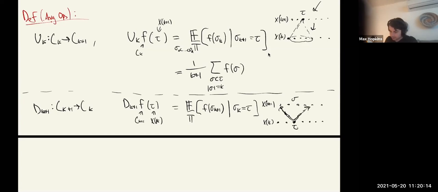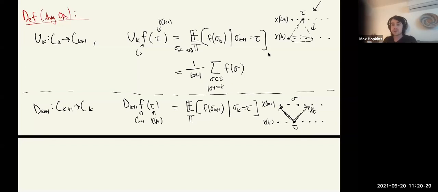And we're looking at all of the k plus 1 faces that contain tau. So what is this? This is basically the link, more or less, abusing notation slightly. This is more or less the link of tau at level k plus 1. It's everything that contains tau at level k plus 1.